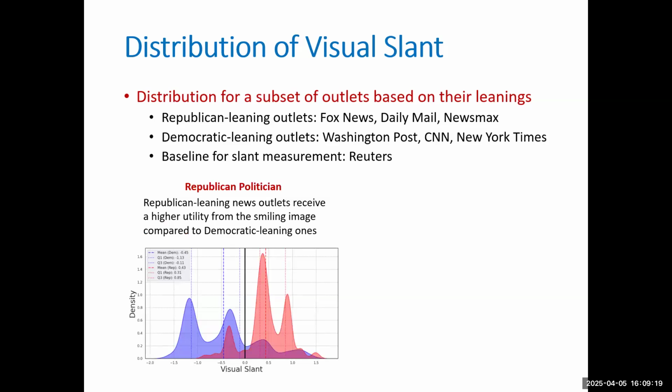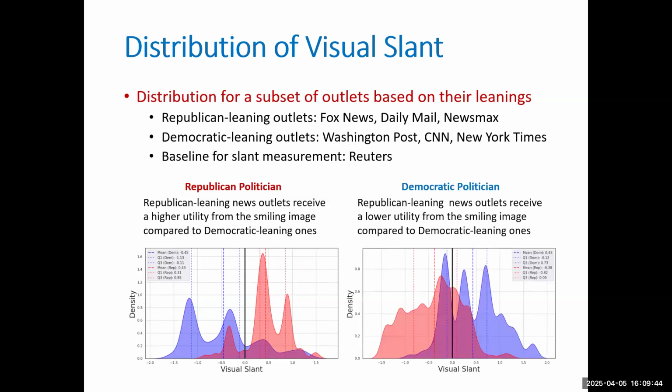The first one is for the set of Republican politicians we have in our data. This is a distribution of visual slant. The red one is for the Republican leaning outlets, and the blue one is for Democratic leaning outlets. As you can see, there's a clear divide between both. Republican leaning news outlets receive a higher utility from a smiling image of a Republican politician compared to Democratic leaning outlets. The pattern reverses if you focus on Democratic politicians: now Democratic leaning outlets prefer it more than the Republican leaning outlets.